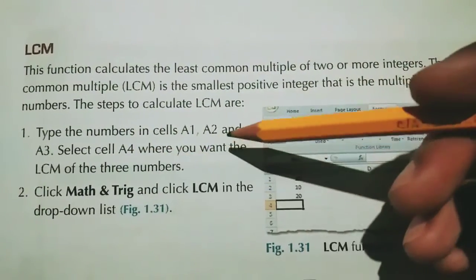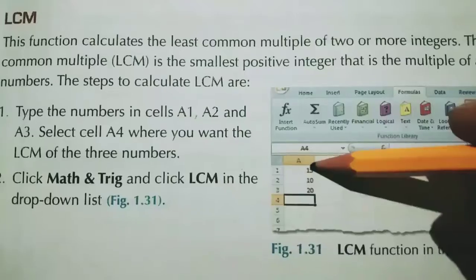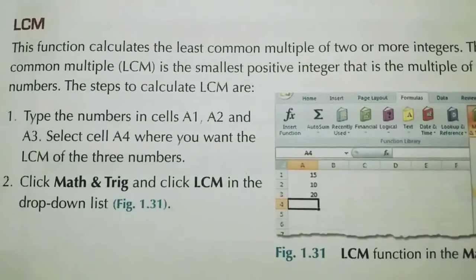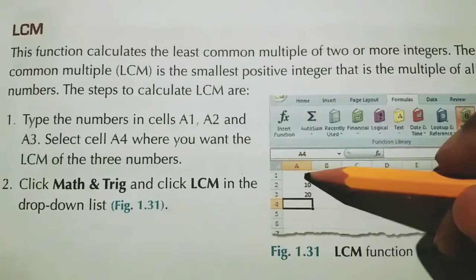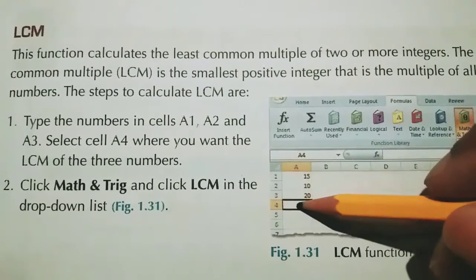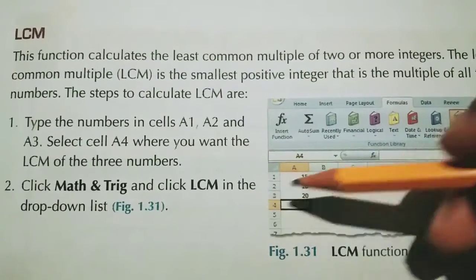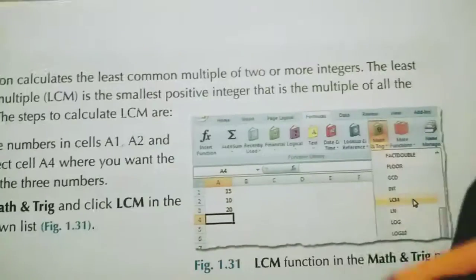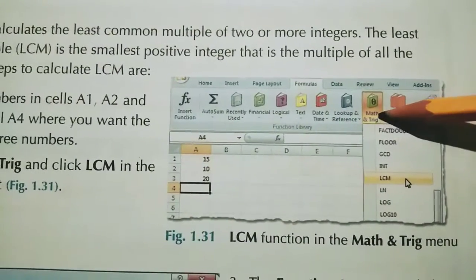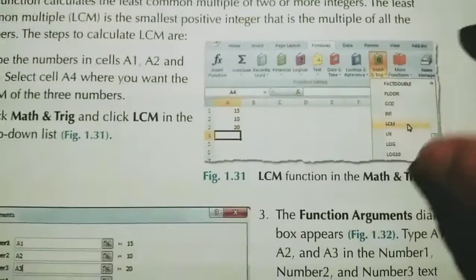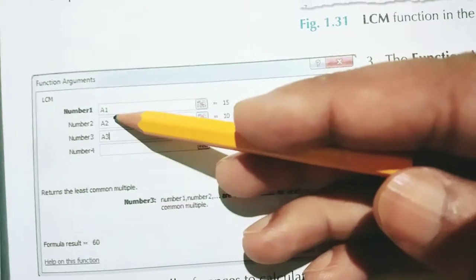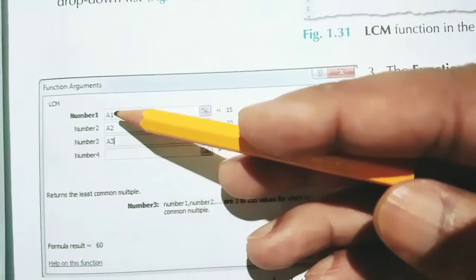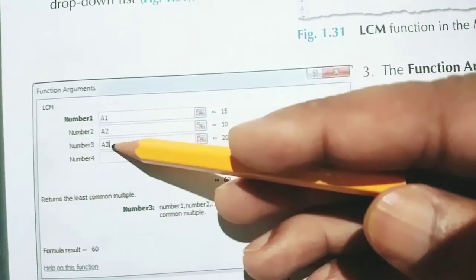Type the numbers in the cells A1, A2 and A3. In these cells you have typed the three numbers 15, 10 and 20. Now we want the LCM answer here in the A4 cell. So again we have to go to Math and Trig. Click the Math and Trig button, then click LCM. Again the Function Arguments dialog box will appear. Here you have to type A1, A2, A3, the cells whose numbers you want to calculate. So you have to write the cell names here.